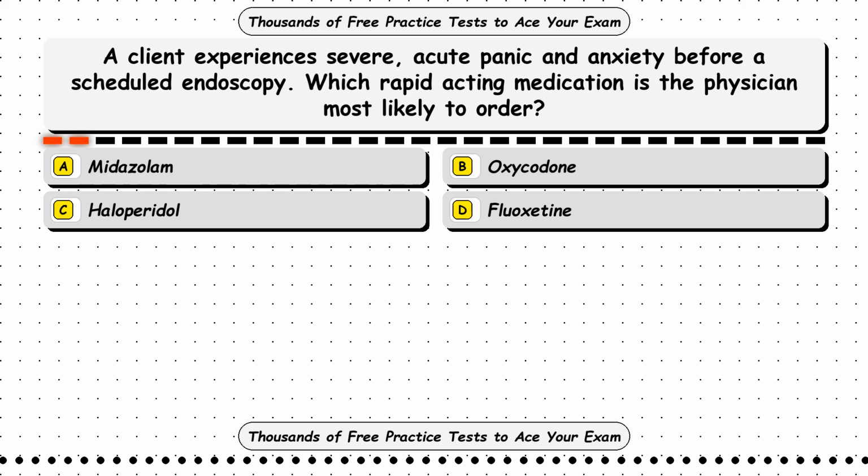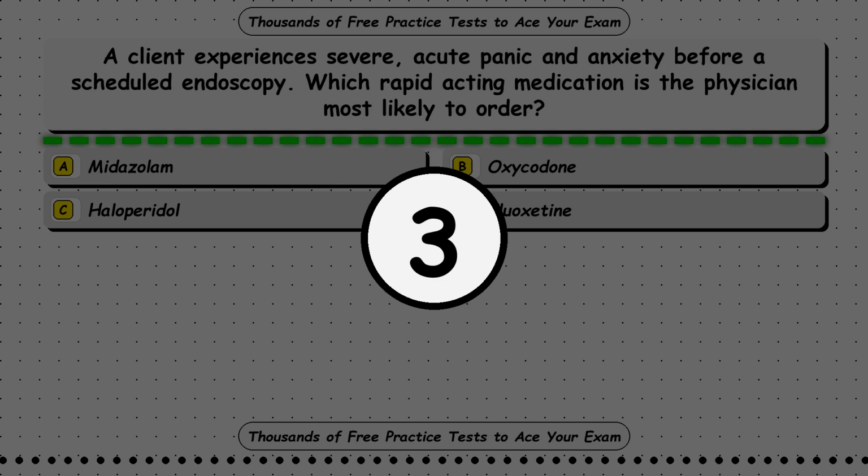Question 66. A client experiences severe, acute panic and anxiety before a scheduled endoscopy. Which rapid-acting medication is the physician most likely to order? Option A. Midazolam. Option B. Oxycodone. Option C. Haloperidol. Option D. Fluoxetine.